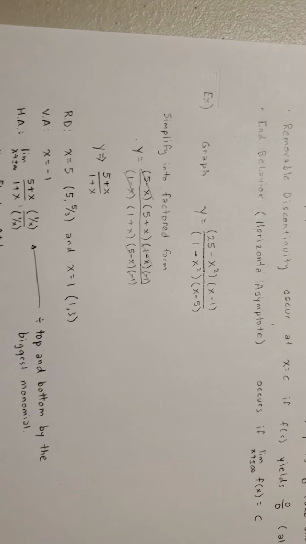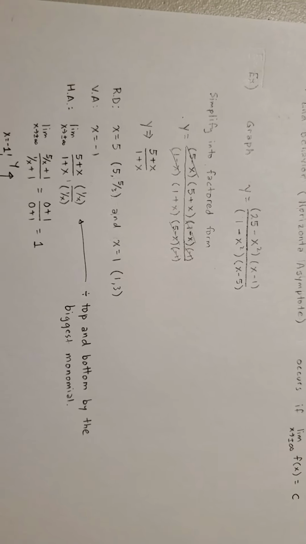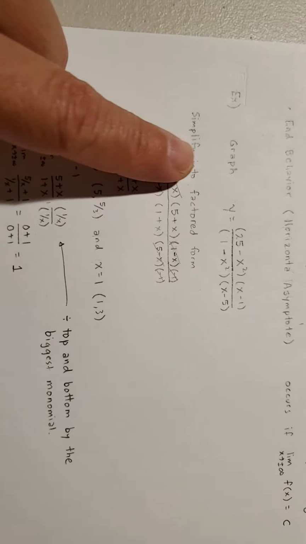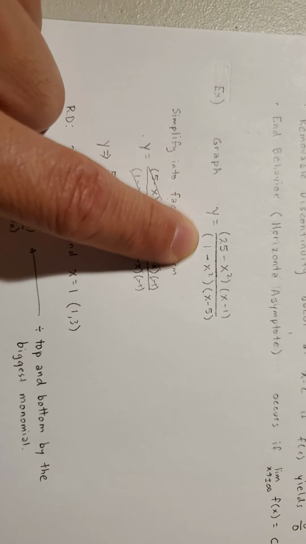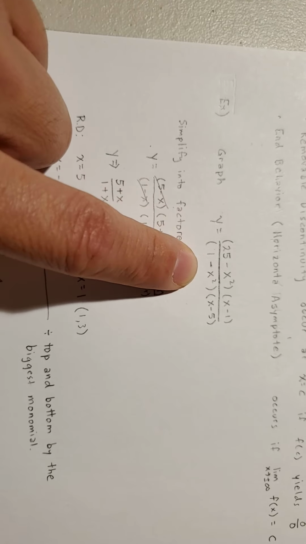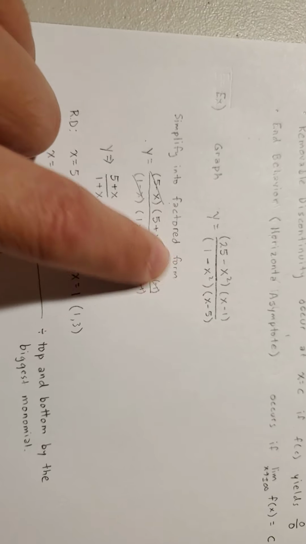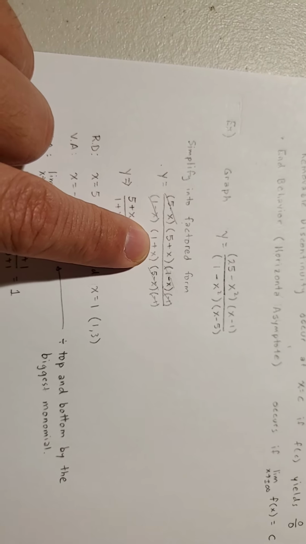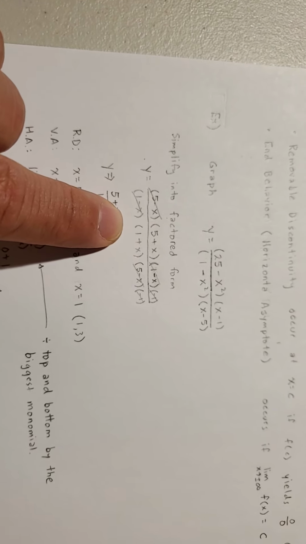So here is an example of one problem where you have all of those characteristics happening. Here I want to graph the following equation. y is equal to (25 minus x squared) times (x minus 1), all divided by (1 minus x squared) times (x minus 5). So the first thing I'm going to do is go ahead and factor it as much as possible, so that way I can simplify as much as possible too.